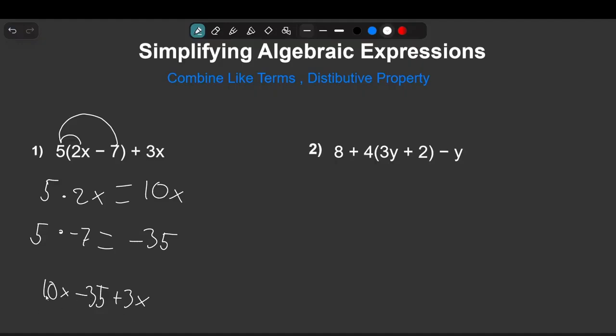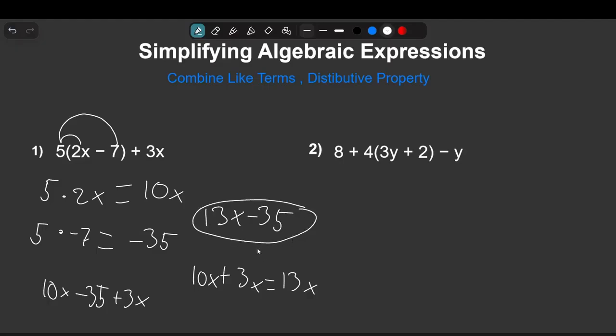So we can just add these two together. 10x plus 3x equals 13x. So now our final expression will be 13x minus 35. And this way, as you can see, we have made the expression a lot simpler and a lot smaller. So that was the first expression we have done.